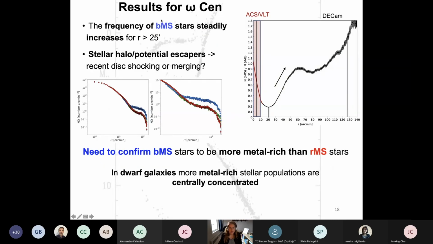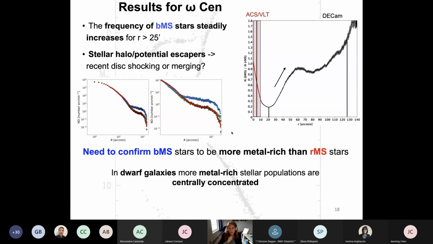So, summarizing, we found that the frequency of the blue main sequence stars increases after 25 arcminutes. And there is a stellar halo or potential escapers present in Omega Centauri, maybe indicative of a recent discharging or merging onto the stellar system.